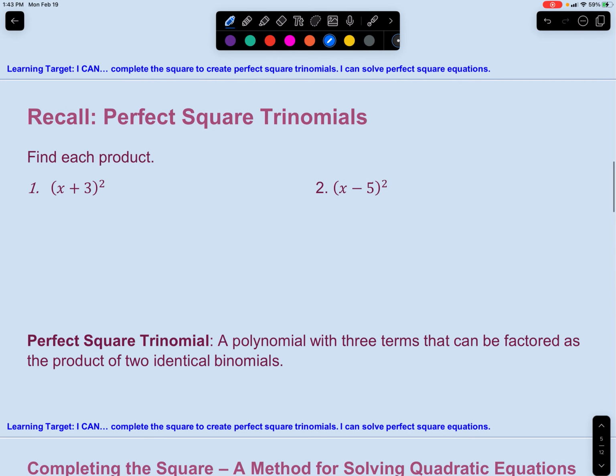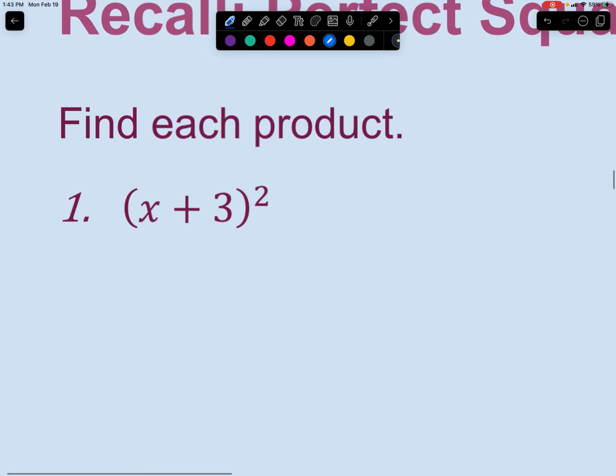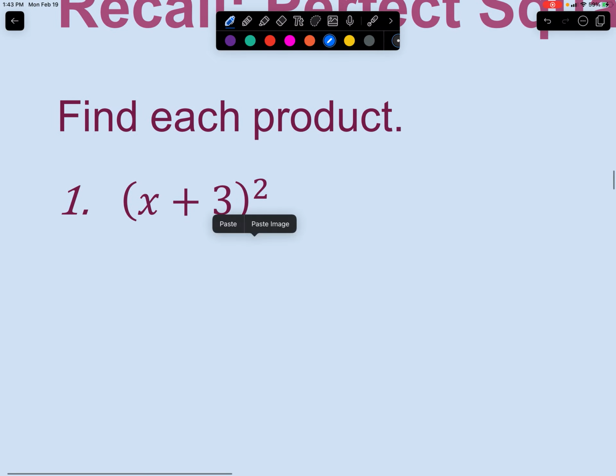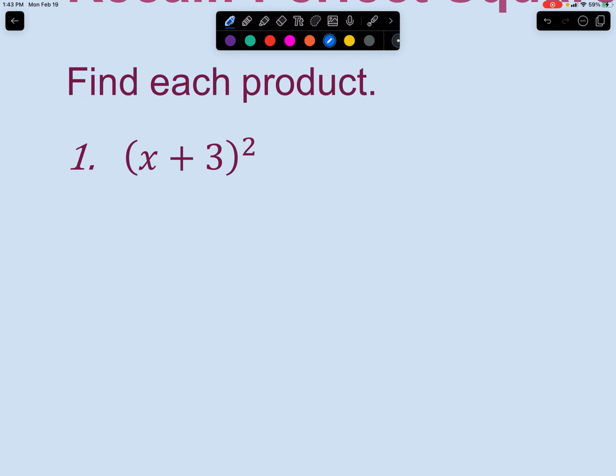So I want to recap perfect square trinomials. So to find these products, a special pattern happens here. I'm actually going to use the pattern because that's what we're looking for here. A perfect square trinomial, you square the first number, you square the last number, and then the term in the middle is going to be 2 times the x and 2 times the 3. So we end up with 2 times x times 3. So in the middle we end up with 6x.